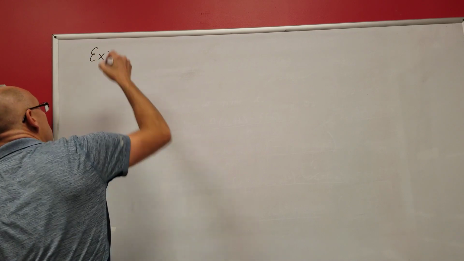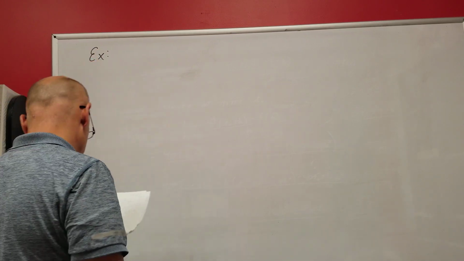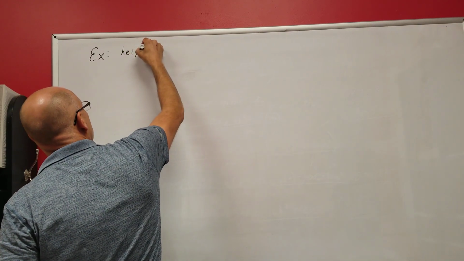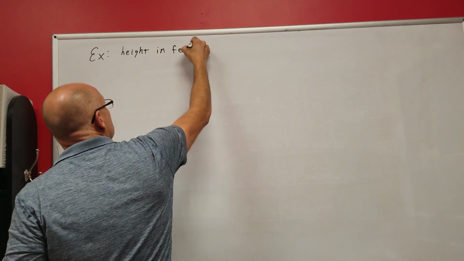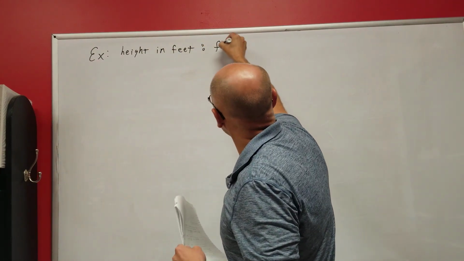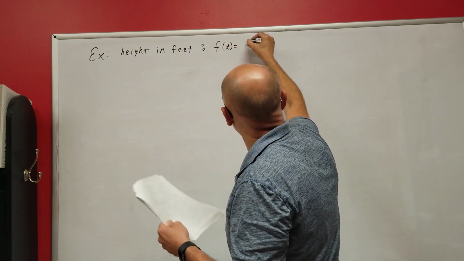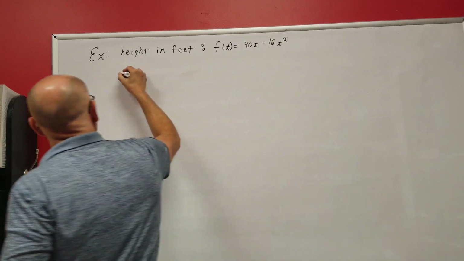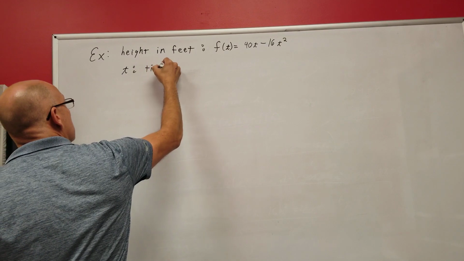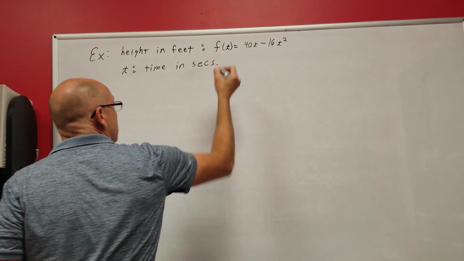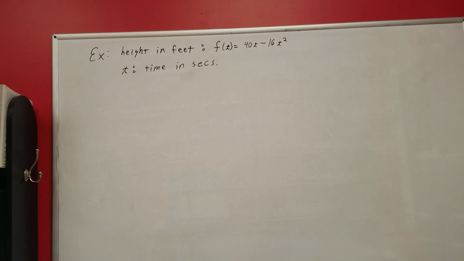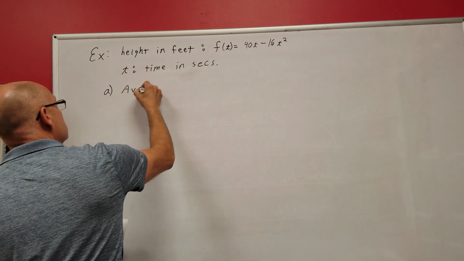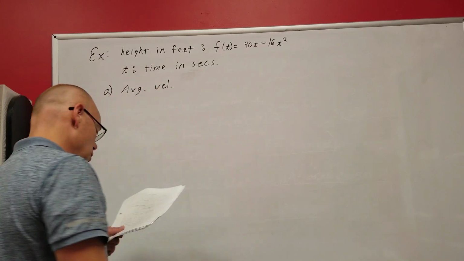Look at your notes. I am going to jot a few things down here, though. Okay, so it's saying its height in feet t seconds later. Height in feet is given by this function here. F of t is equal to 40t minus 16t squared. And t is the time in seconds. Okay, part A, they want us to find the average velocity. I'm going to abbreviate here. Find the average velocity for the time period.